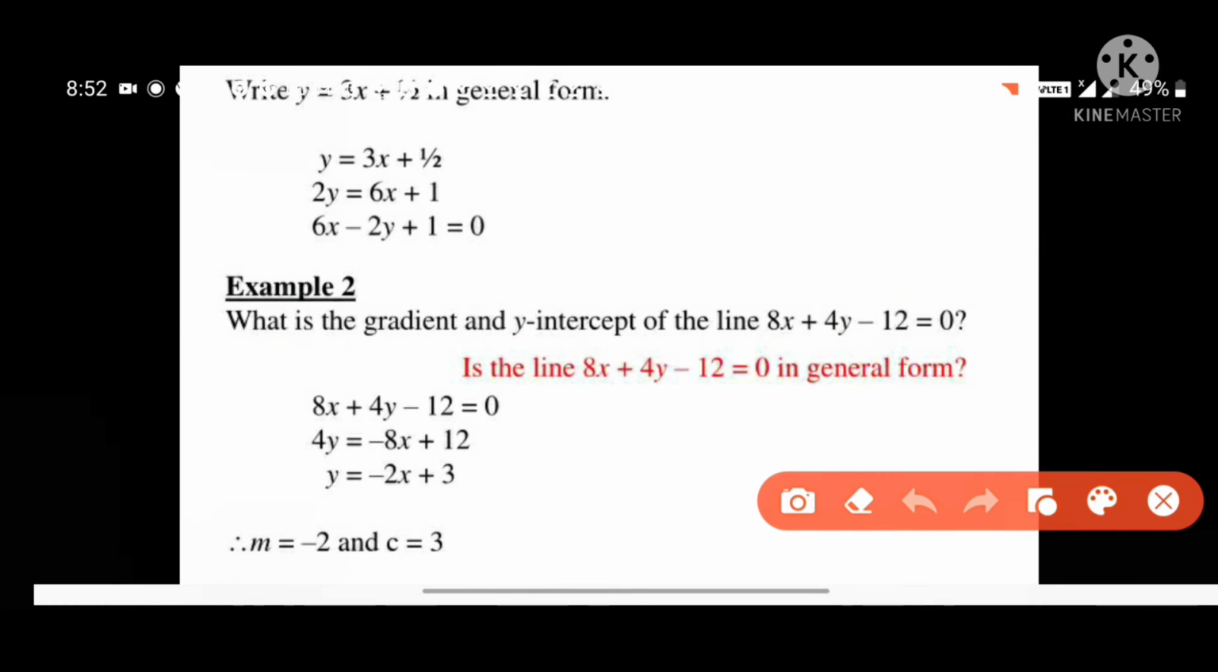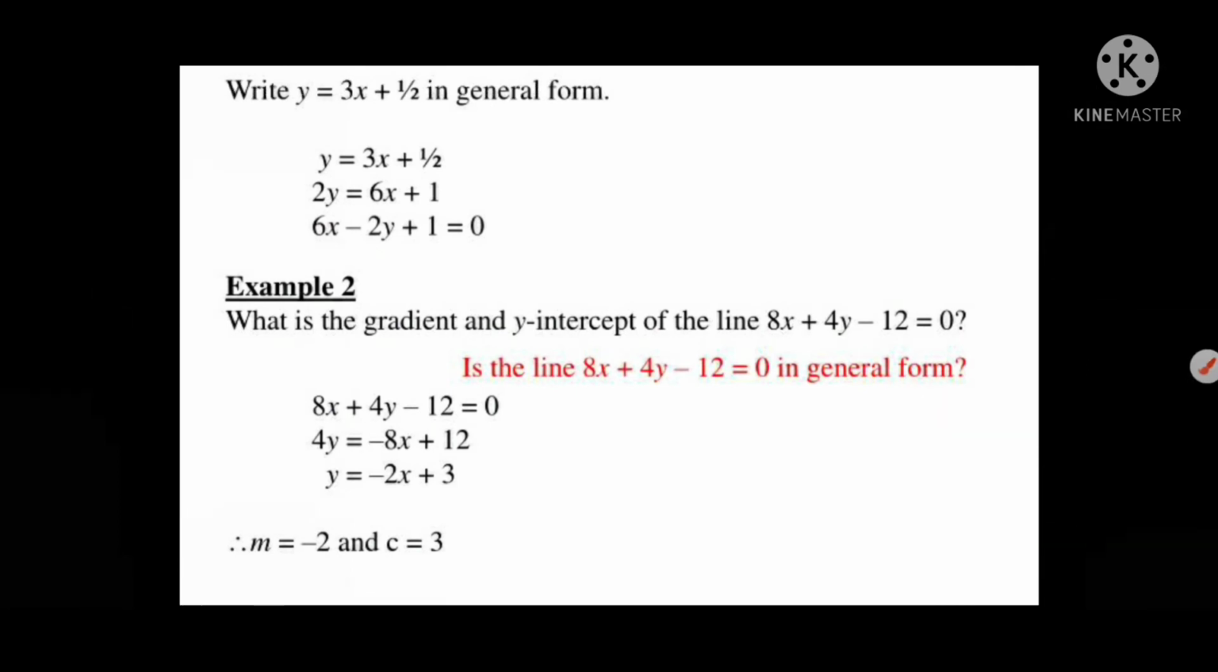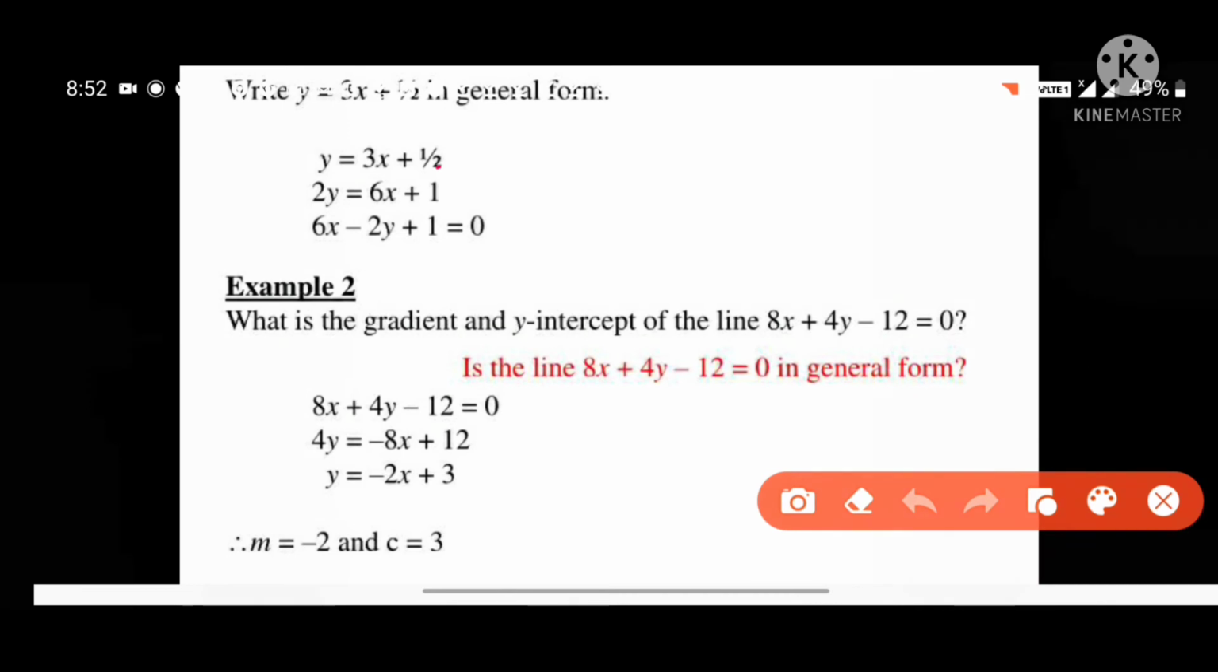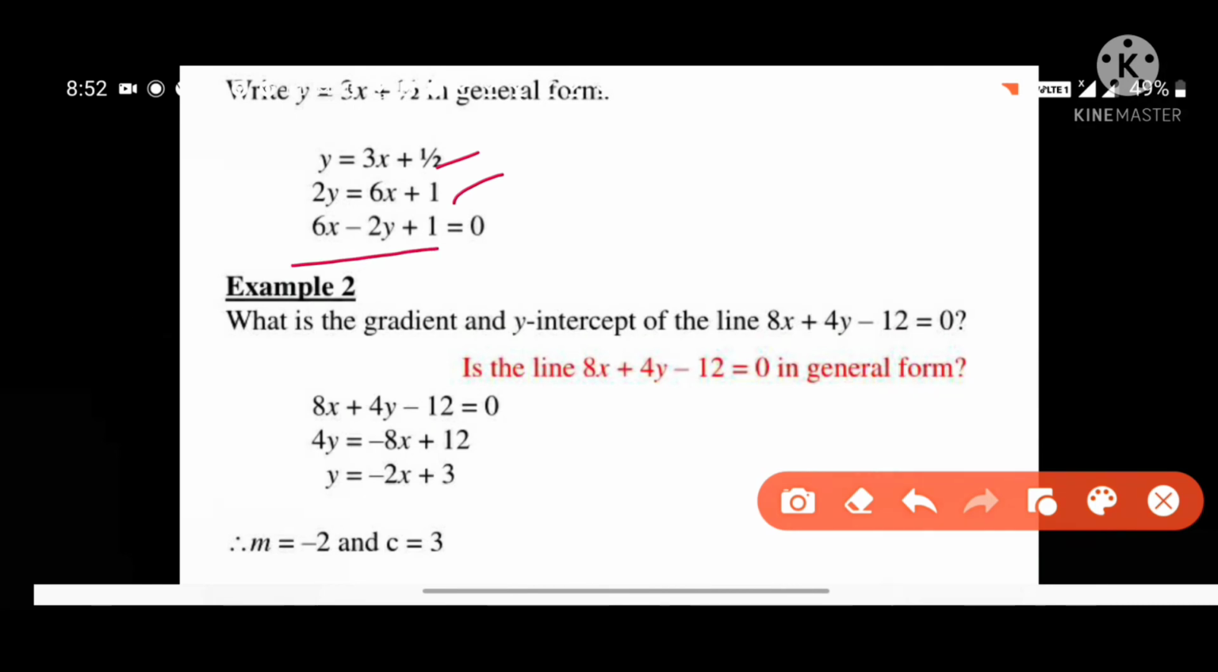Now the first example. Write y is equal to 3x plus 1 by 2 in general form. By taking the LCM, 2y is equal to 6x plus 1, that is 6x minus 2y plus 1 is equal to 0. This is the general form of the equation.